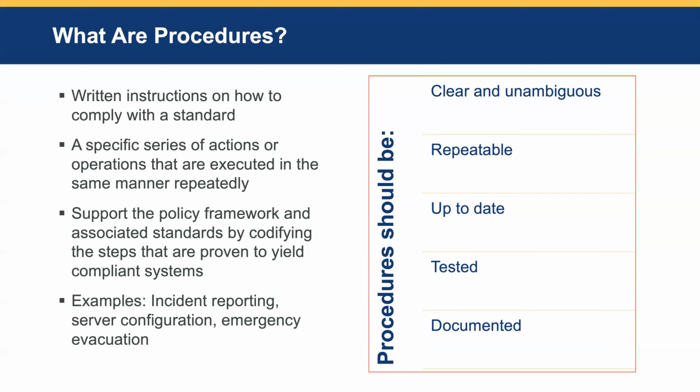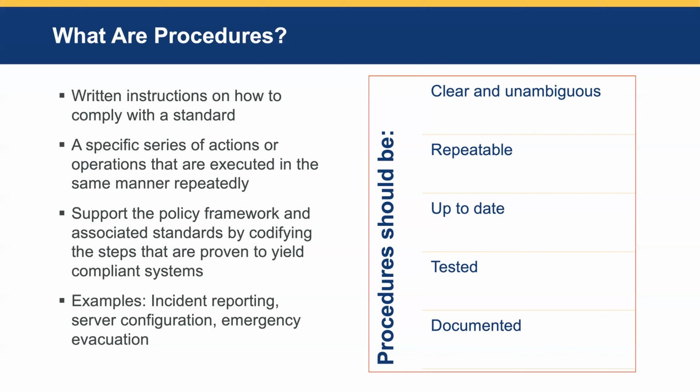Clear and unambiguous is important because we want each and every appropriate employee or stakeholder to be able to follow the procedures without any doubt in any of the steps. It should be repeatable, in that it clearly outlines and allows for the process to be repeated. We want it to be up to date, meaning the procedures should apply to the current day-to-day operations of the organization. So if the organization in the past used Windows machines, but now everyone uses Apple Mac machines, then the procedures should be updated to reflect those changes.